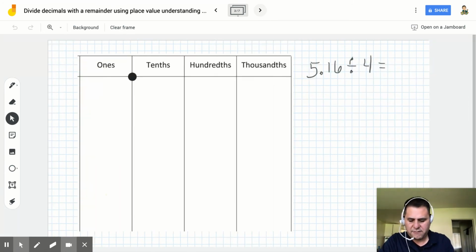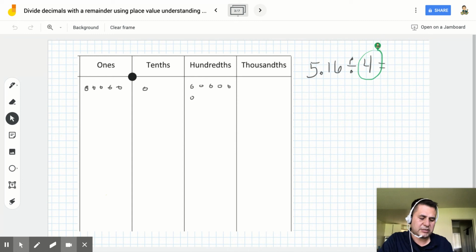Okay, this time we have $5.16 divided by 4. What's the first thing we do? That's right, set it up. We're going to start with the amount that I'm going to divide. 5 ones, 1 tenth, 6 hundredths. How am I going to show this 4? What does this 4 do? Well, this 4 tells me I'm going to divide this much by 4 groups, into 4 groups.